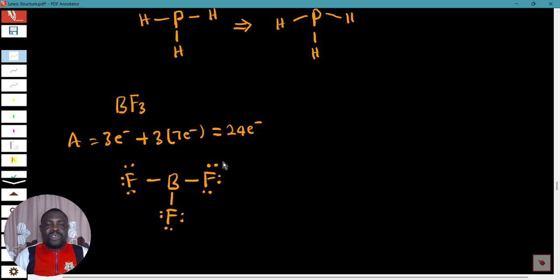Now, how many electrons have we spent? 8, 8, 8. That gives us 24 electrons. So this is the Lewis structure of boron trifluoride.